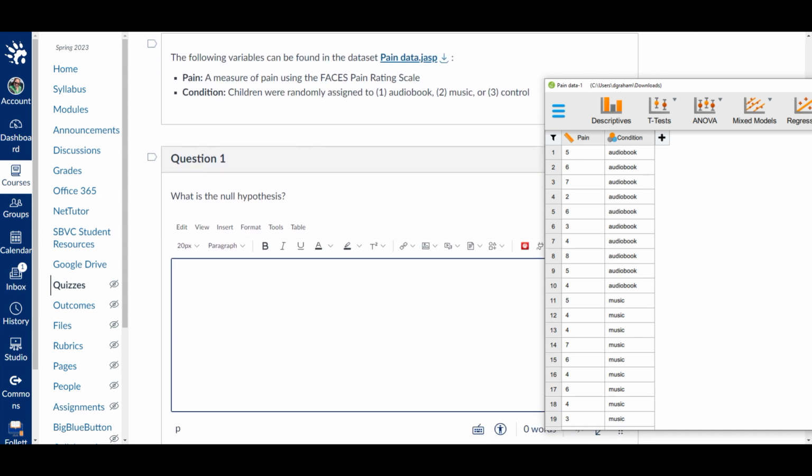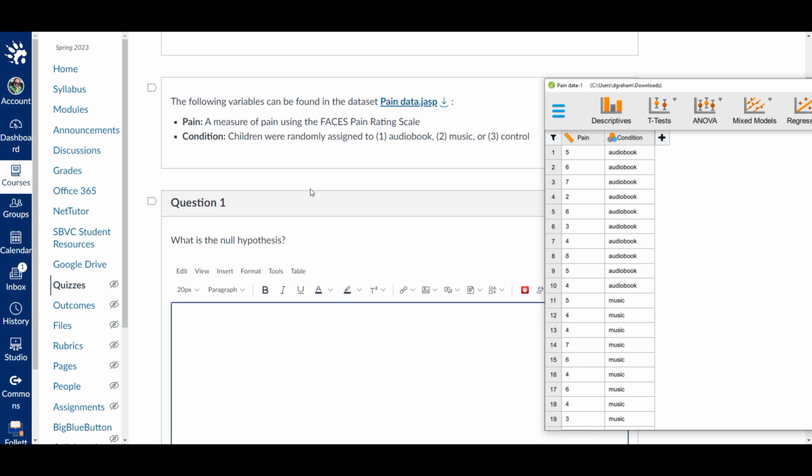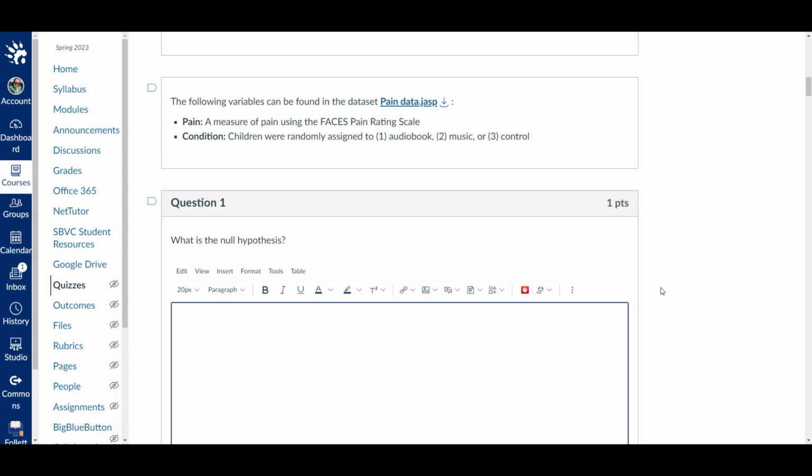Now in this scenario, what is our null hypothesis? Well, the null hypothesis in ANOVA, similar to in t-tests, is always going to be that there is no difference. So in ANOVA, this really translates to being that there is no difference between any of our groups, that there's no difference anywhere.